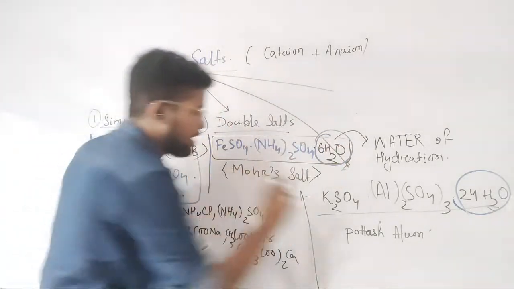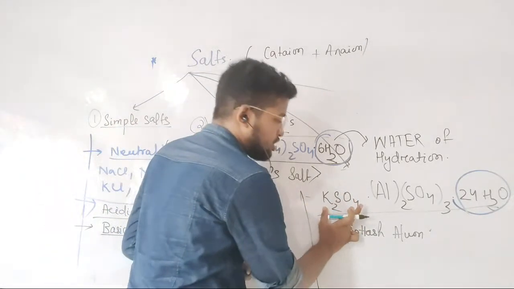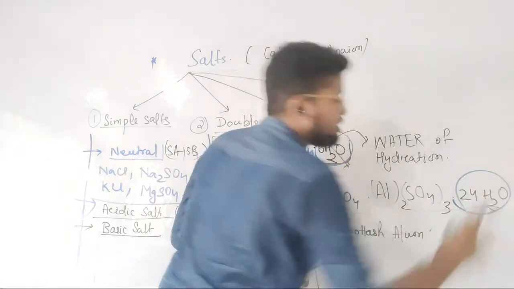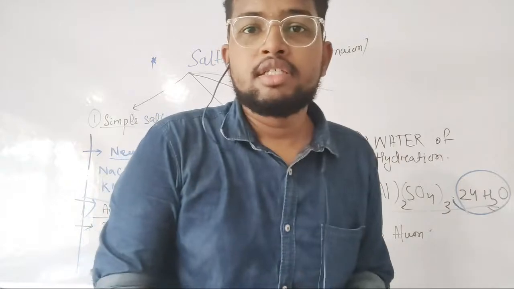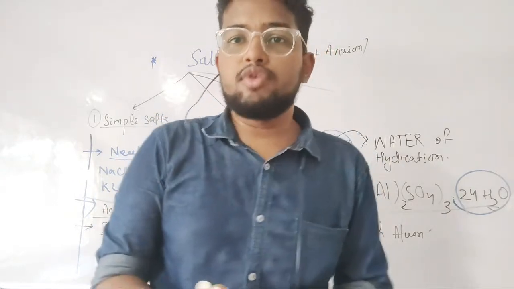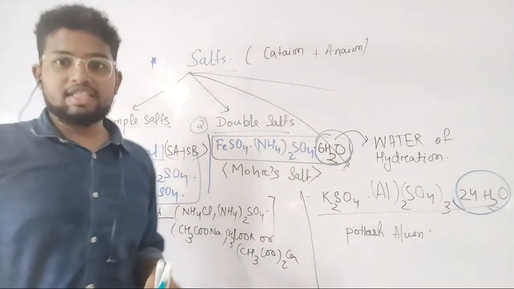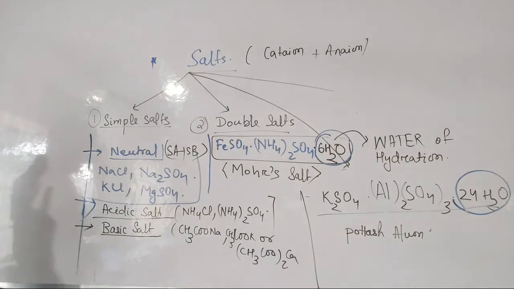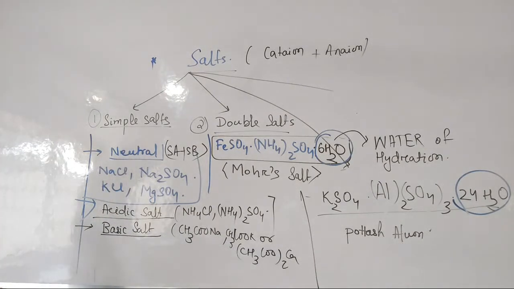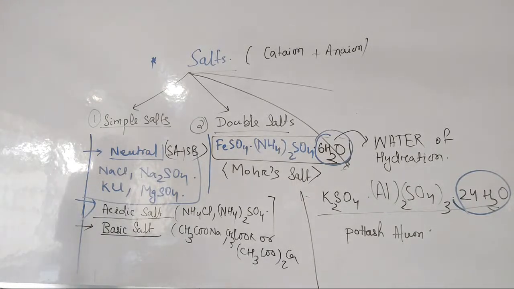Very simple to remember. Then potassium alum, potassium sulfate, aluminum sulfate, that 24H2O, right? So we need 6 molecules of water and 24 molecules of water to make the double salt. So hopefully this much is clear. I am getting out of the way. You can take a very simple screenshot and then we will move to the next part, which is complex salts and mixed salt.